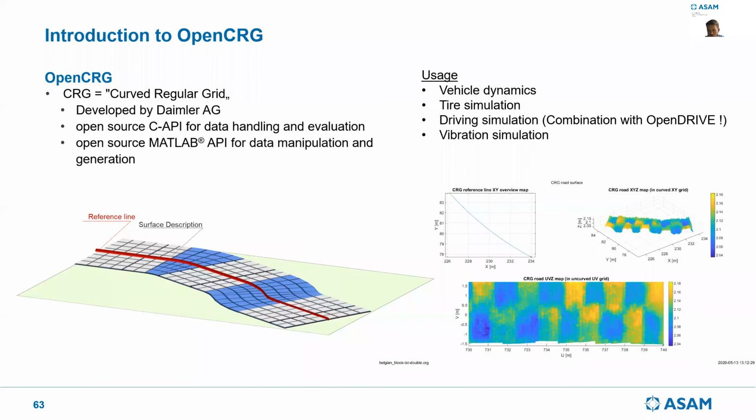Just to really quickly show you what OpenCRG is, it's a curved regular grid providing those elevation values. And that's an example from the upcoming documentation from OpenCRG that was done with the MATLAB API, a cobblestone example. And you could patch that onto any OpenDRIVE road if you want to.